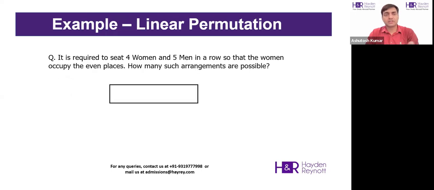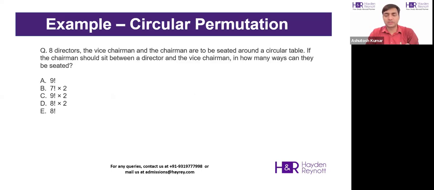Now, let's look at some questions to understand this. Suppose you have a question which says it is required to set 4 women and 4 men in a row, so that the women occupy the even places. How many such arrangements are possible? This is the kind of question where we have the linear permutation. I'm not solving the question right now. We'll discuss the questions later in another video. So this is a question where we can understand this is a kind of linear permutation.